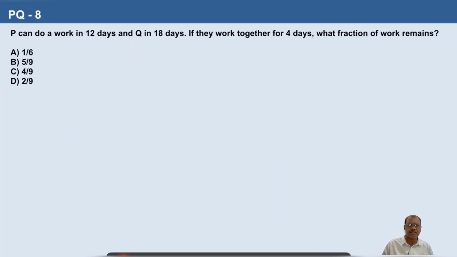Question number 8. P can do a work in 12 days, Q in 18 days. If they work together for 4 days, what fraction of the work remains?